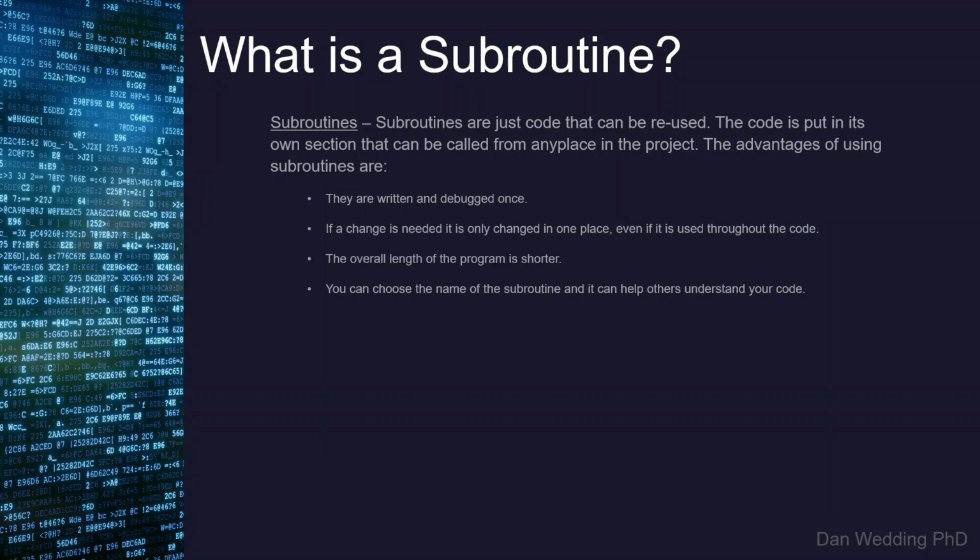The advantages of using subroutines are they are written and debugged once. If a change is needed, it is only changed in one place, even if it is used throughout the code. The overall length of the program is shorter. You can choose the name of the subroutine, and it can help others understand your code.